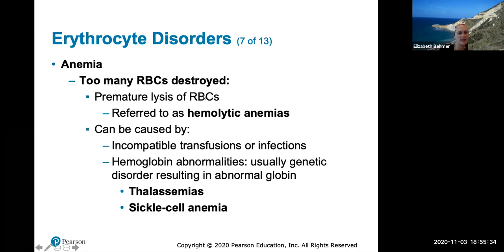Premature lysis of red blood cells can happen if too many red blood cells are being destroyed. So we call this hemolytic anemia. Lytic means lysis, or splitting apart. It can be caused by an incompatible transfusion or an infection or a hemoglobin abnormality. And this is usually genetic. So if your hemoglobin is abnormal, that's usually a trait that's passed down. And this is where we hear of sickle cell anemia. I'm not as familiar with thalassemias, but sickle cell anemia.